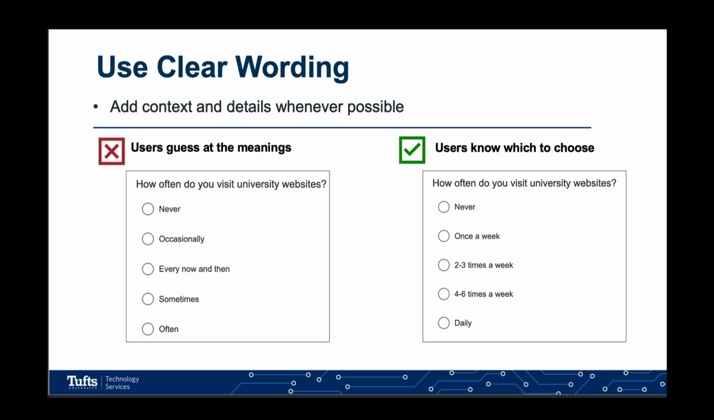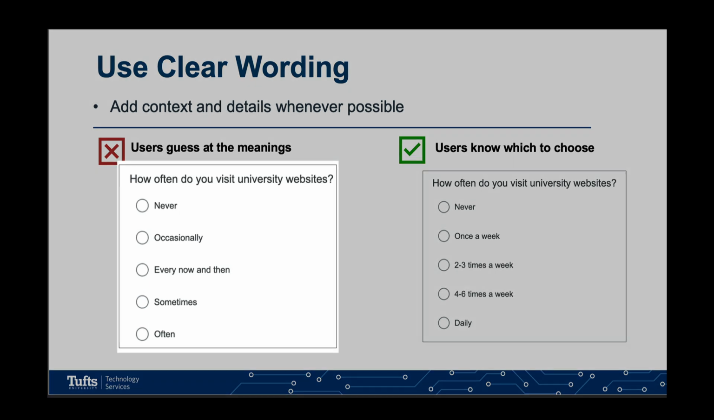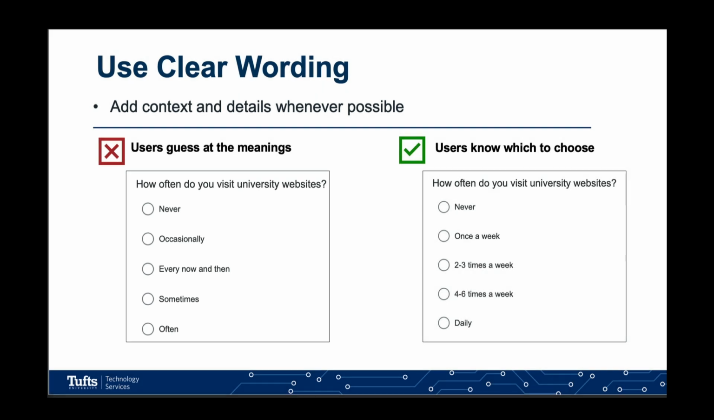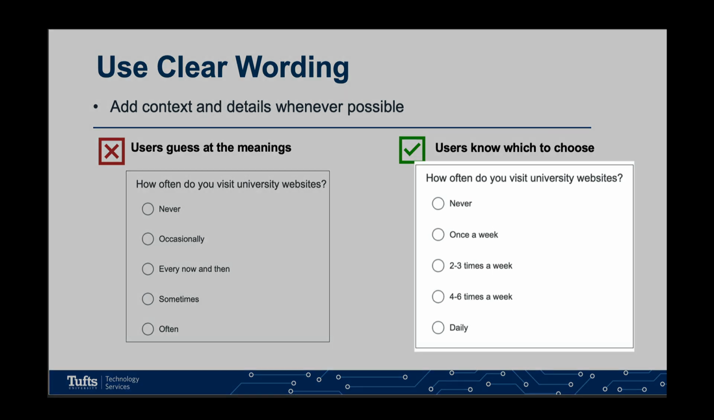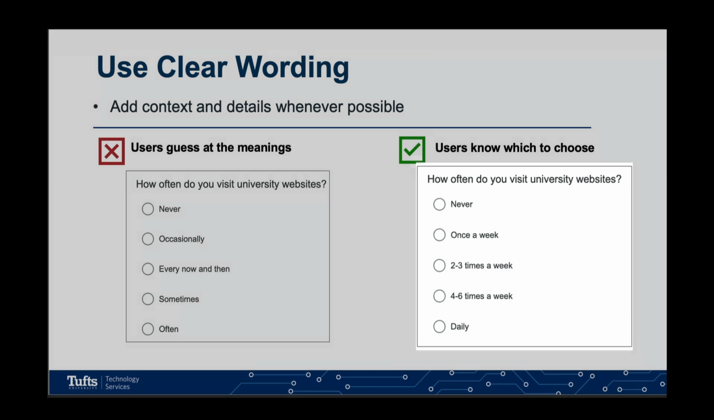Whenever possible, use clear wording, add context, add details. Maybe you have a question asking, how often do you visit university websites? My answer choices are never, occasionally, every now and then, sometimes, and often. There is certainly, in my mind, a way that occasionally, every now and then, and sometimes are defined. But my definition and the user's definition might not be the same. Those are relatively vague and very similar terms. Instead, be very specific. How often do you visit university websites? Here are hard choices. Never, once a week, 2 to 3 times a week, 4 to 6 times, or daily.